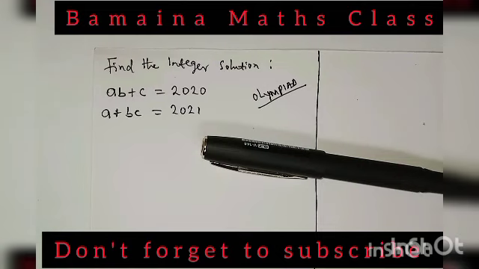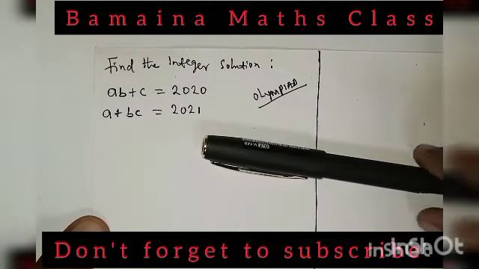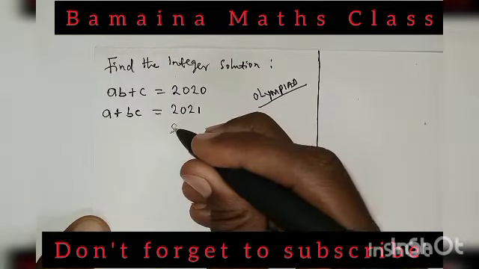In this video, we are going to solve this problem. The question says find the integer solution for the system of equations, that is AB plus C equals 2020 and A plus BC equals 2021. And this is an Olympiad question. So now we begin by saying solution.